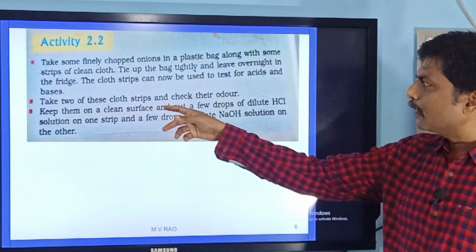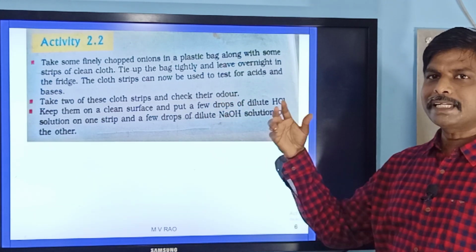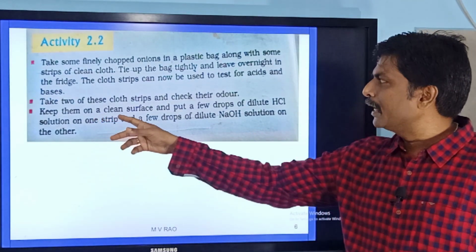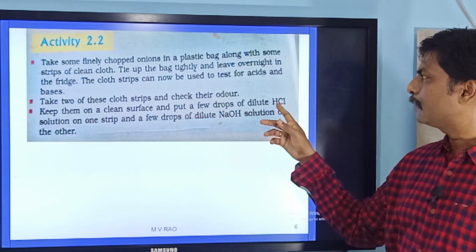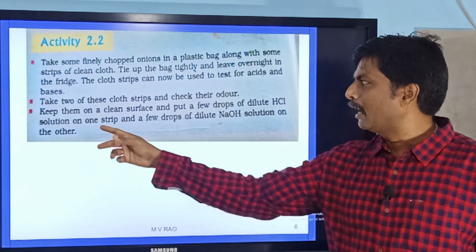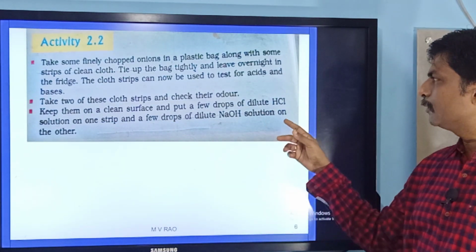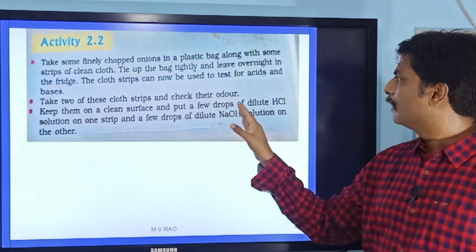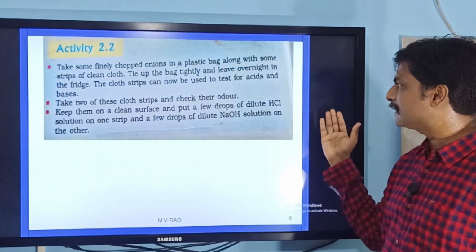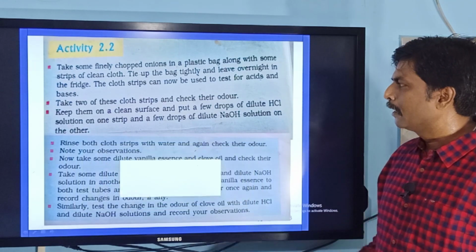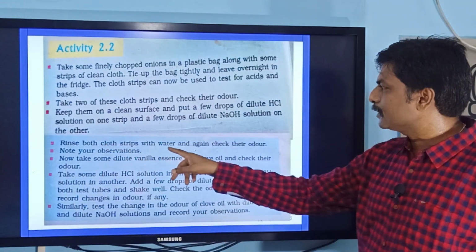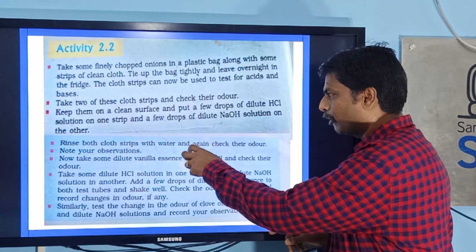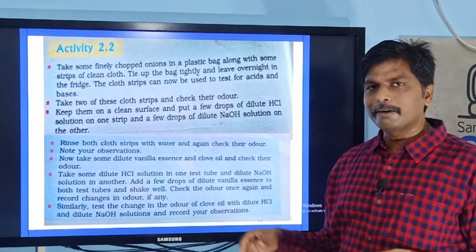Take 2 of these cloth strips and check their odor. Before doing this activity, you check the odor of the cloth strips. Keep them on a clean surface and put a few drops of dilute HCl solution, that means acid, on one strip and a few drops of dilute NaOH solution, a base, on the other. Now rinse both the cloth strips with water and again check their odor. After rinsing with water, note your observation.